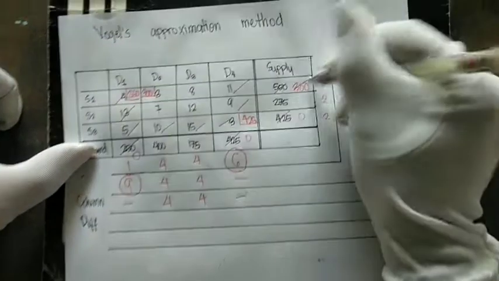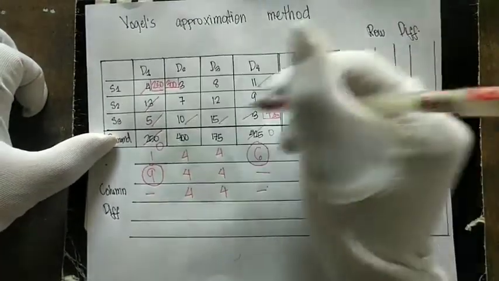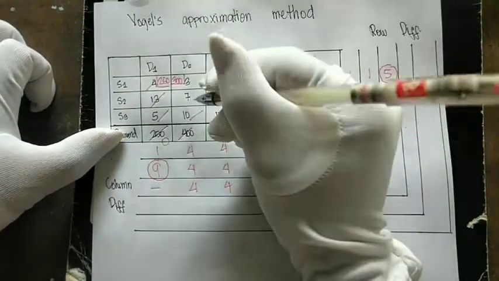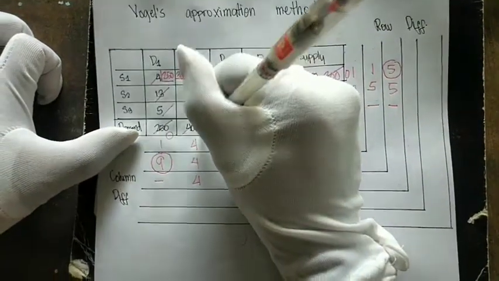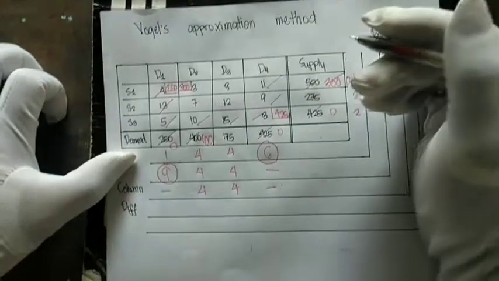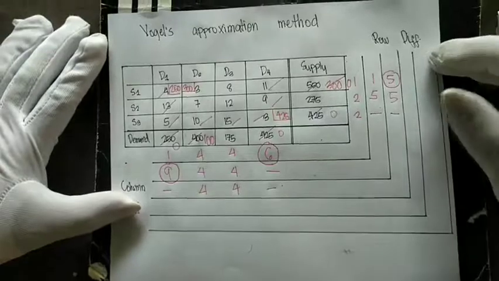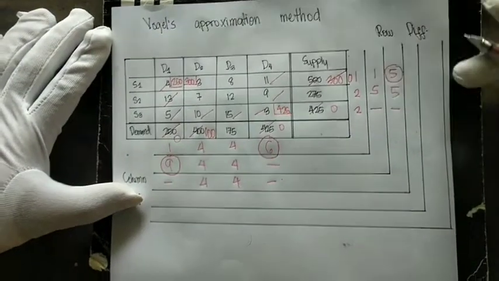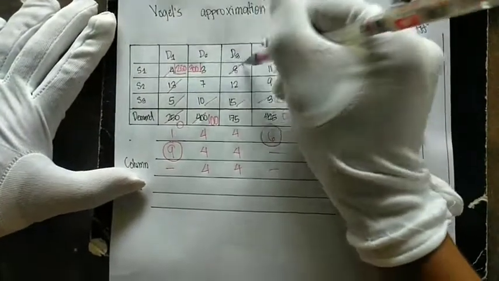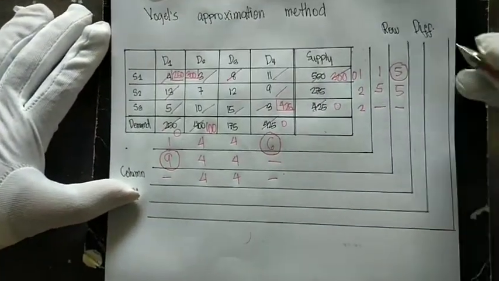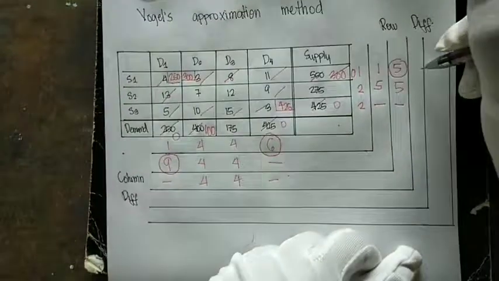So cancel this cell, as this 300 is the supply. It will be 0, and the 400 minus 300 will have a remaining 100. So we will follow the same process. So this column will be cancelled. This row will be cancelled out. So our first row will be cancelled.